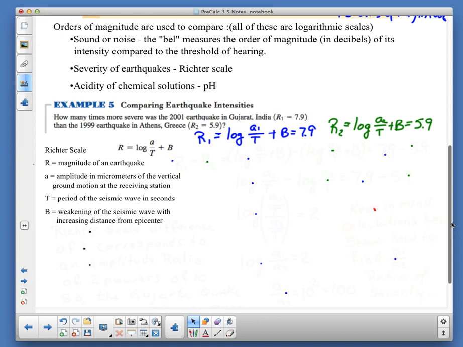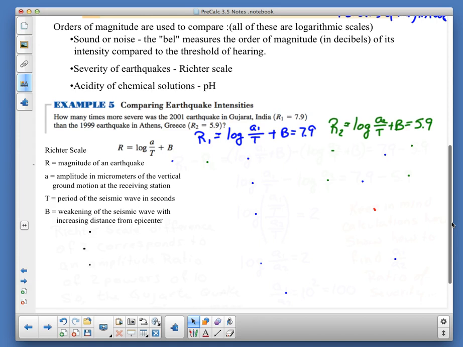How many times more severe was the 2001 earthquake in Gakar, India, which was on the Richter scale at 7.9, than the 1999 quake in Athens, Greece of 5.9? How much more severe was it? What did we just find out? What did we talk about at the beginning of class?